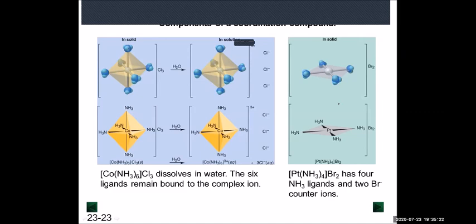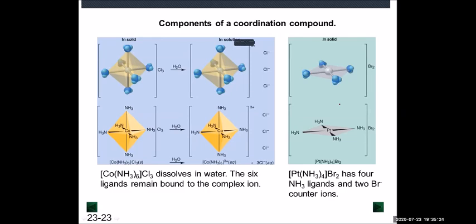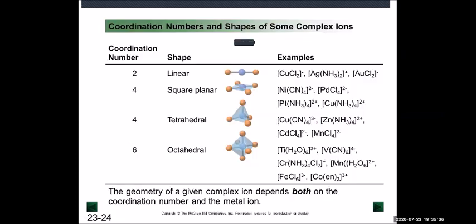When you have 4 ligands, coordination number 4, it can be either square planar or tetrahedral. We'll see tetrahedral later. These are the different coordinations and the geometries of the complex ions. Octahedral is what we focus on more. Each has its own examples.